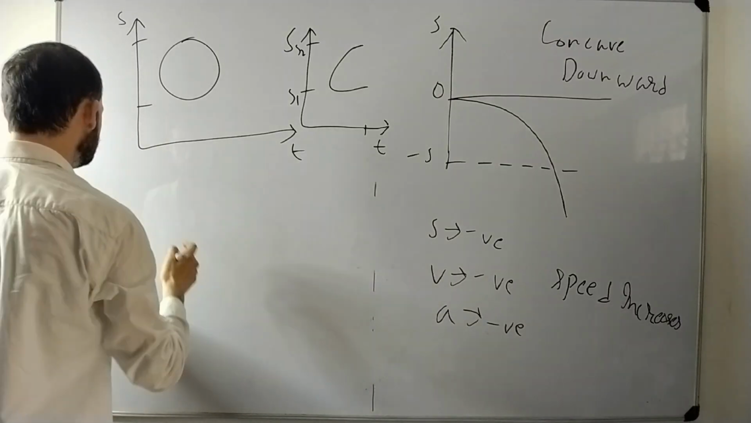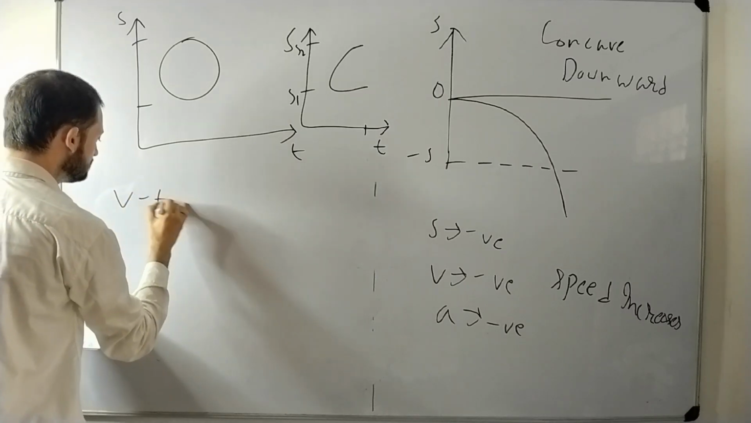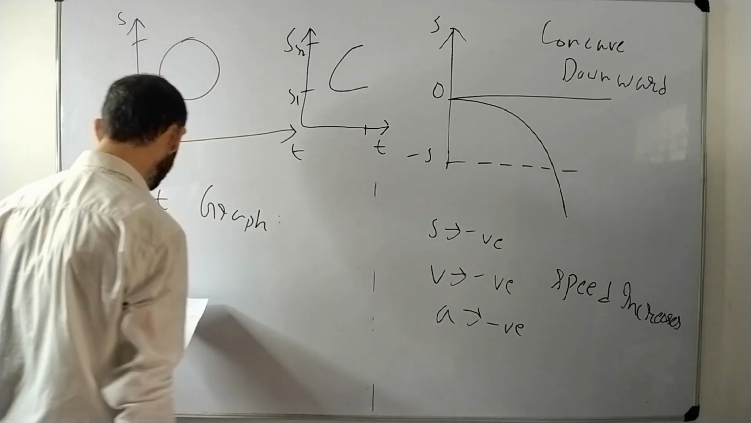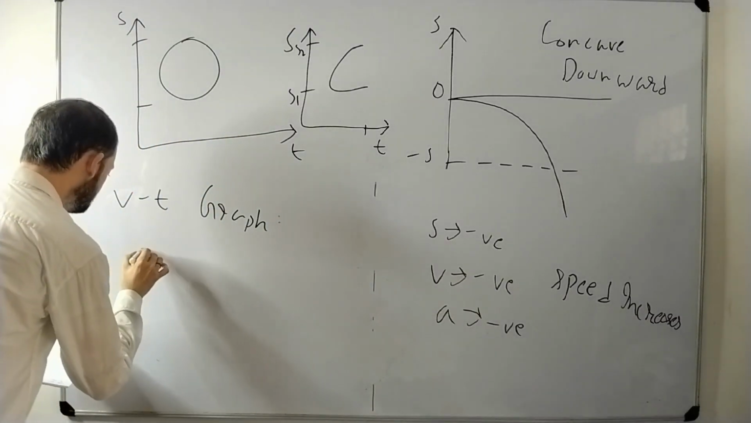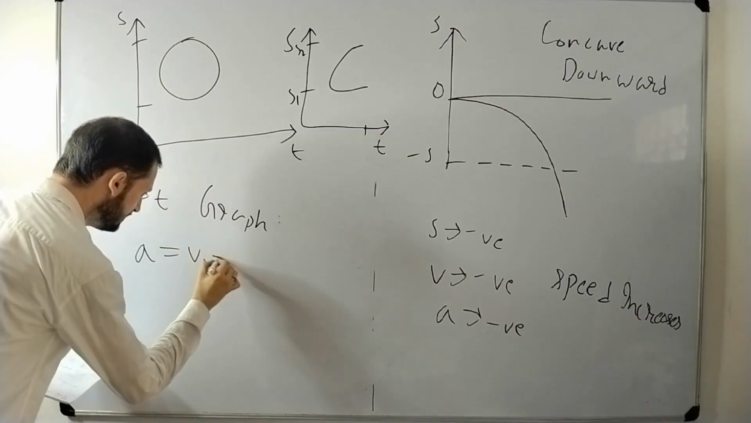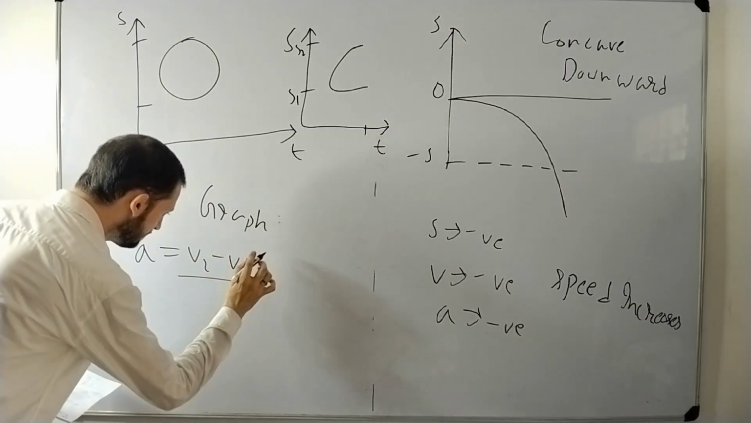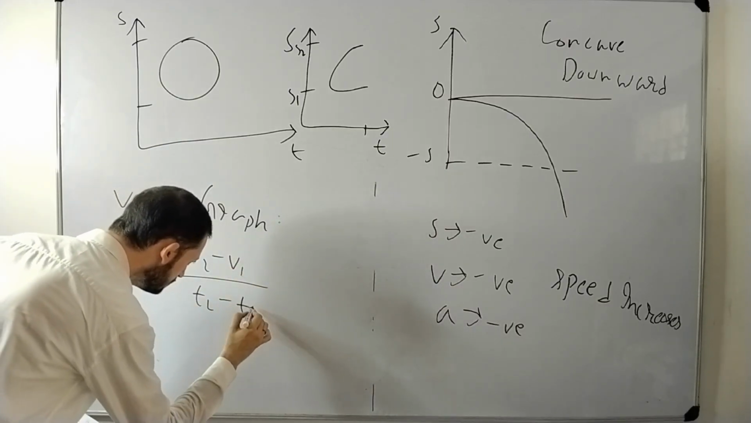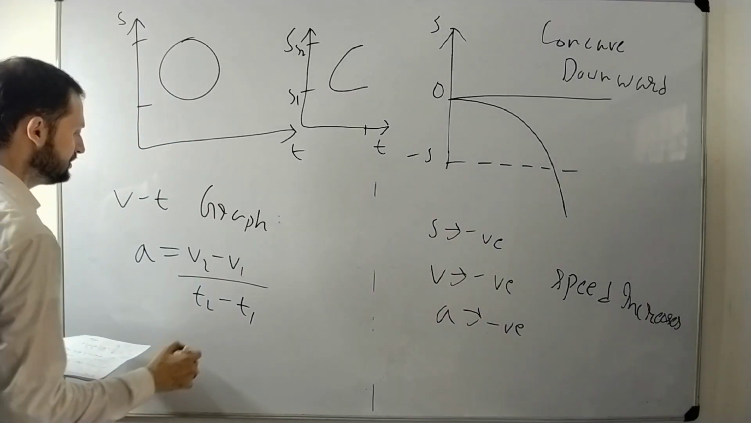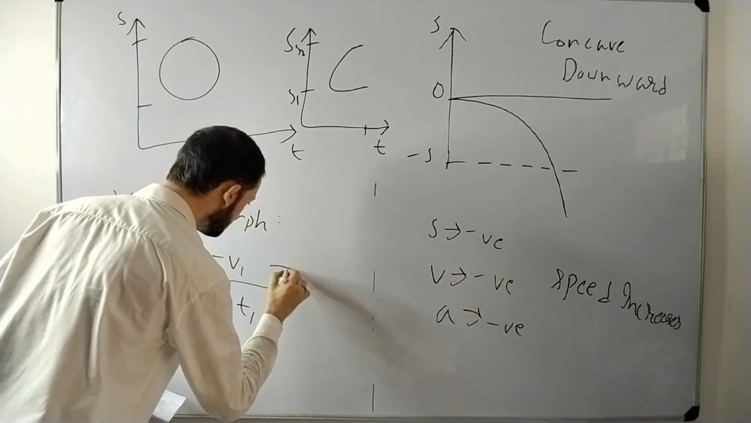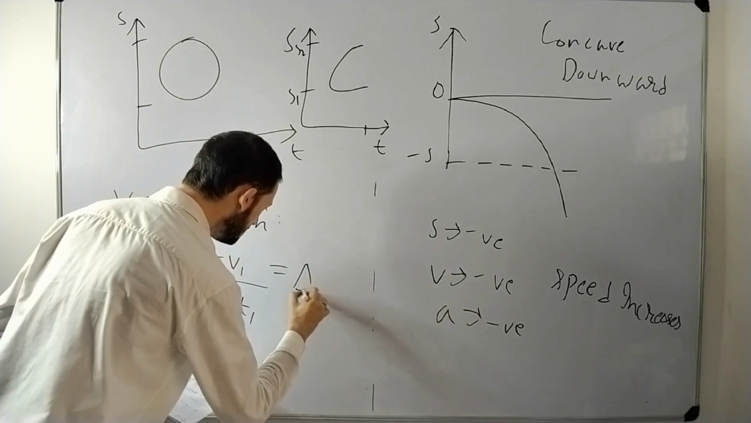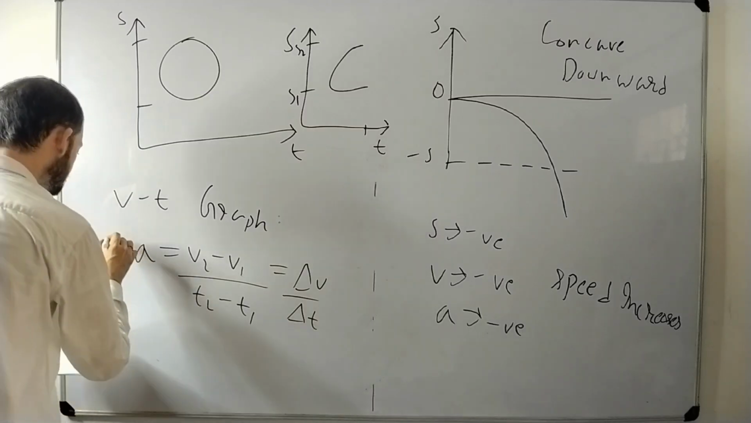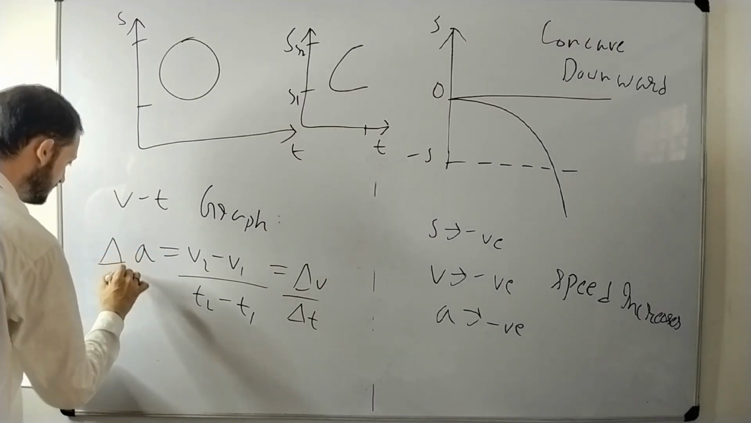VT graph now. Velocity time graph. What does it say? Acceleration is such that v2 minus v1 upon t2 minus t1 should be equal to del v upon del t. Sir, you didn't write del a here? Yes, student, del a.